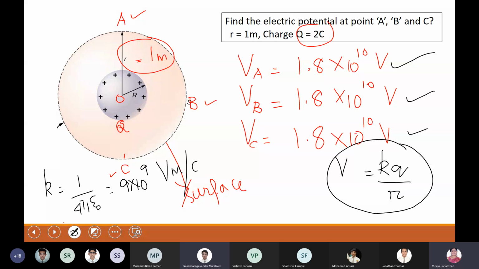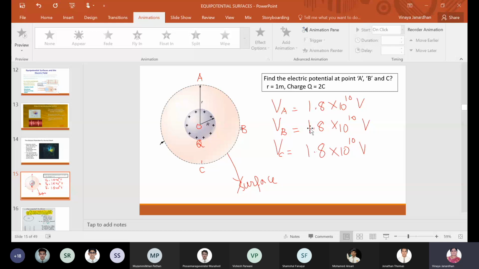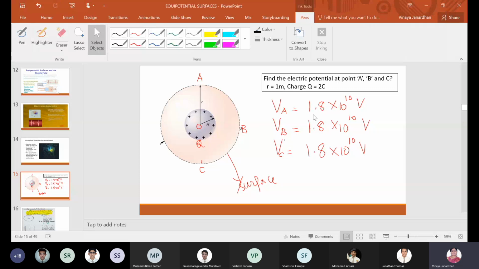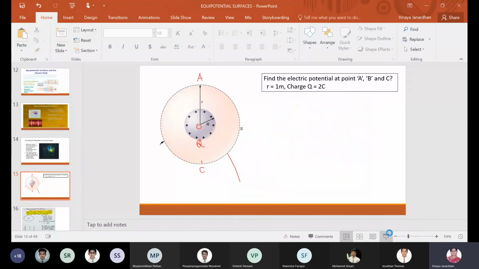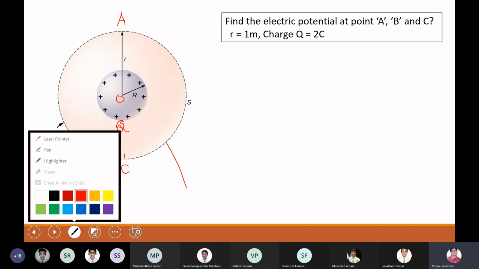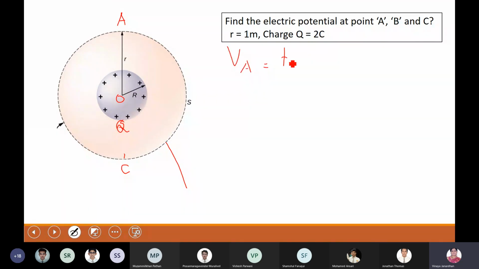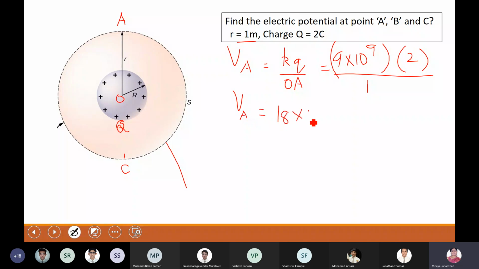Yes. Should we write this down? No need to write. Just I want you to calculate. Just calculate, boys. We'll define what is an equipotential surface. So what is VA? VA will be equal to KQ divided by OA. K is 9 into 10 to the power of 9. The charge is 2 coulomb. And the distance OA is R. R is 1 meter. Correct, boys? So VA becomes equal to 18 into 10 to the power of 9 volt. Are you getting this, boys?